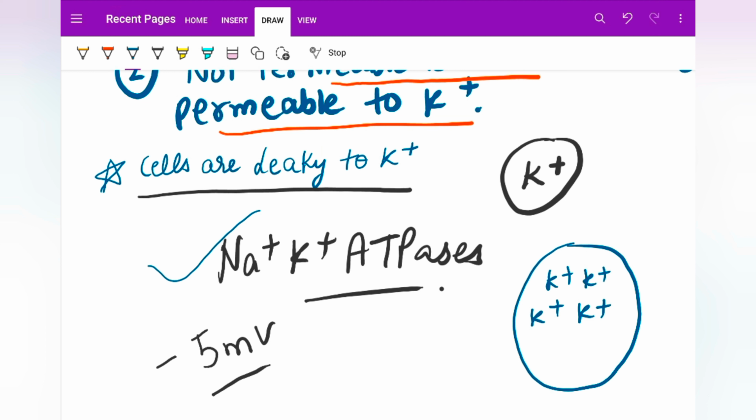And due to that high concentration of potassium inside the cell, that was the reason only potassium was able to leak out. So if you look at the direct contribution or the direct role of sodium potassium ATPase in RMP, it's very little. But they have a very powerful indirect role of concentrating these ions outside and inside respectively. So thank you so much.